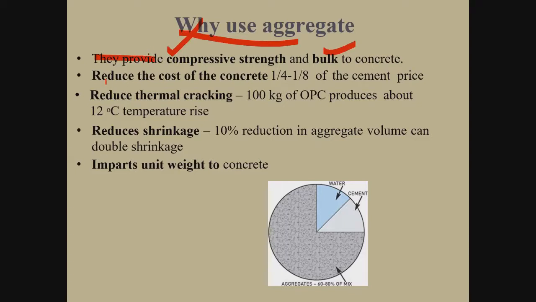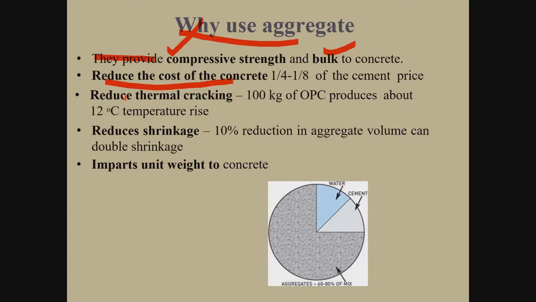Second is to reduce the cost of the concrete. As you know, cement is pretty expensive. Cementitious materials are always expensive. So if we do not use the aggregates in the preparation of this concrete, then it will become more costly, because cementitious materials are pretty expensive. So to reduce the cost, we are using the aggregates.